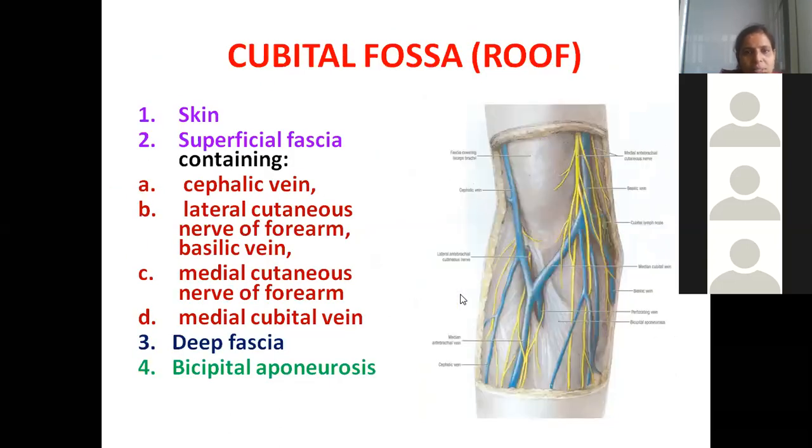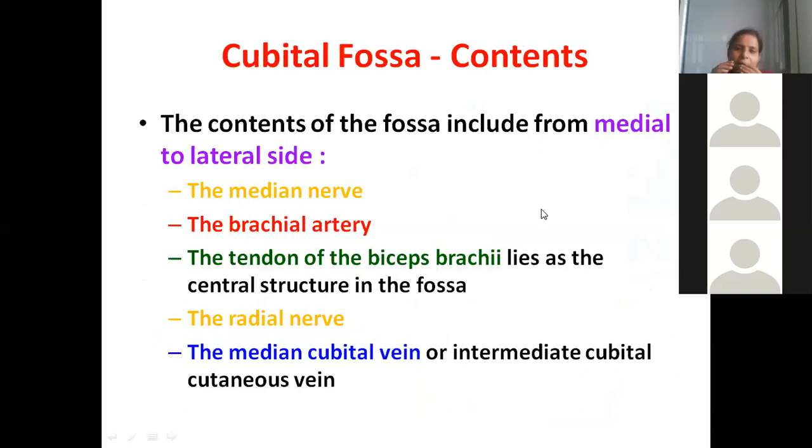I hope you understood this. Now, the contents of the cubital fossa are MBBR or MBBS. From medial to lateral side, we have the median nerve, M, then the brachial artery, B, then the tendon of biceps brachii, the bicipital aponeurosis. Below that, you will see the tendon, which lies as the central structure in the cubital fossa.